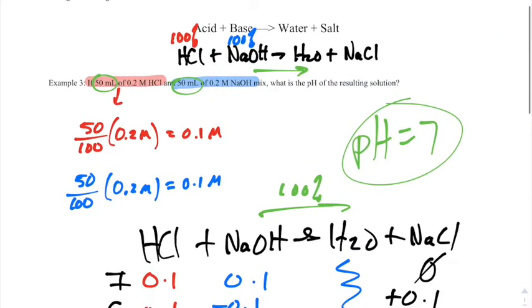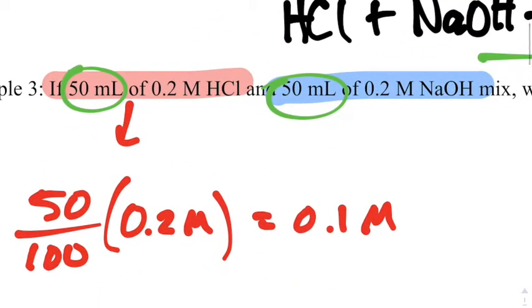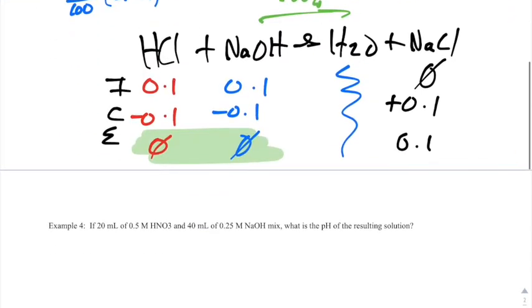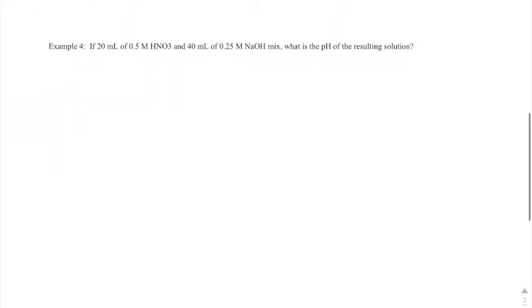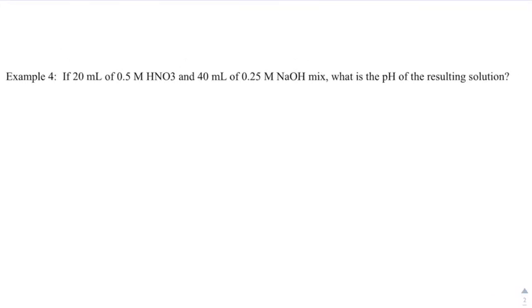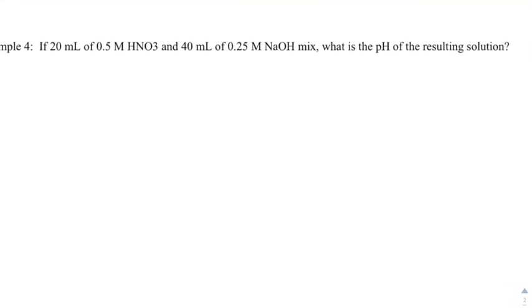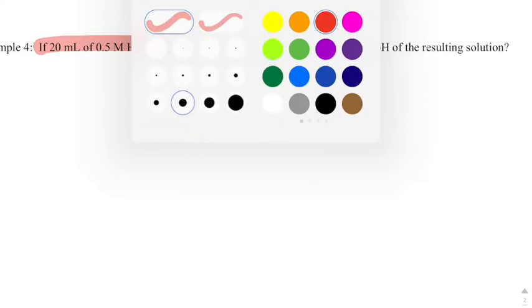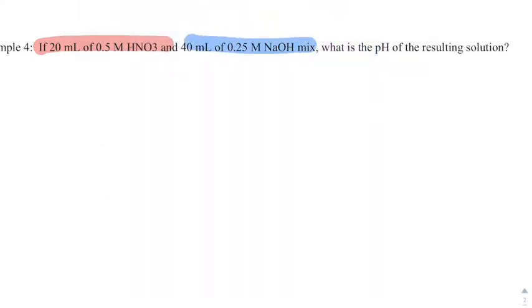Now, this one, again, was obvious, I think, because it was 50 milliliters of 0.2 molar strong acid and 50 milliliters of 0.2 molar strong base. They could provide you the same information, except maybe not necessarily as obvious. So let's look at example 4 here. Example 4 is going to turn out to be the exact same problem. It's just not quite as obvious necessarily. So what have I got here? I have got 20 milliliters of 0.5 molar nitric acid, and I have got 40 milliliters of 0.25 molar sodium hydroxide. What is the pH of the resulting solution?